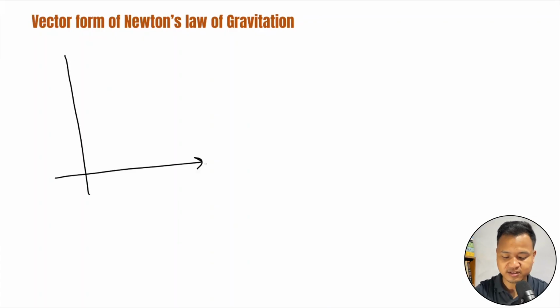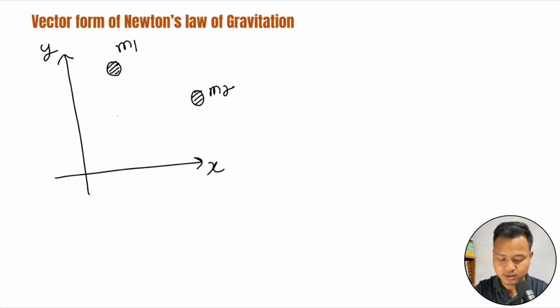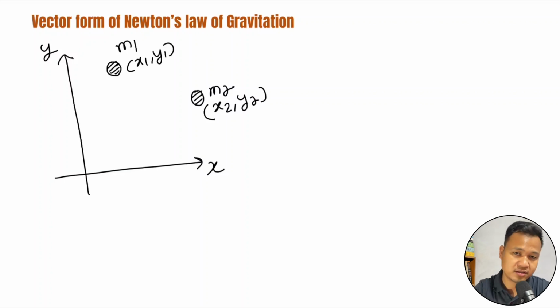See, suppose I have an xy plane. There is a mass m1 and another mass m2. The position of one is x1, y1, and the other is x2, y2. Each point in the xy plane can be written as a vector, with respect to the origin, which is the position vector.